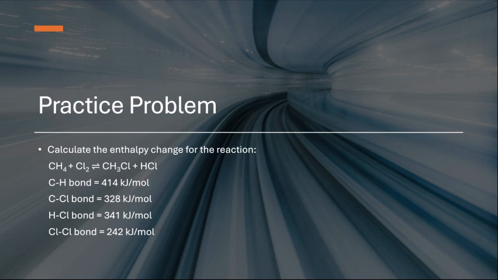How we will do this is by applying the steps we learned earlier. So first, we have to identify what bonds are present in the reaction. So let's consider the bonds broken first, which is on the reactant side.